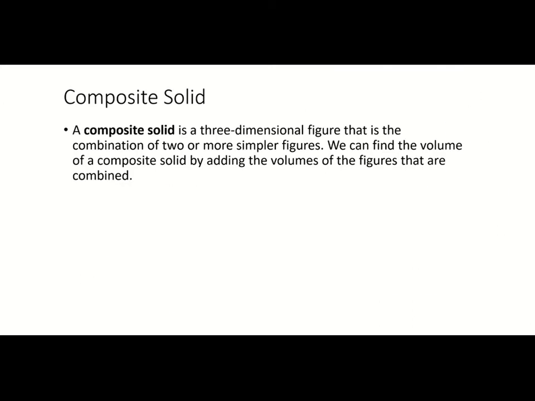So the last thing we're going to look at is a composite solid. A composite solid is a three-dimensional figure that is a combination of two or more simpler figures. So we take like a rectangle and a cylinder and put them together. You can figure out the volume by adding the two volumes for your figures together.